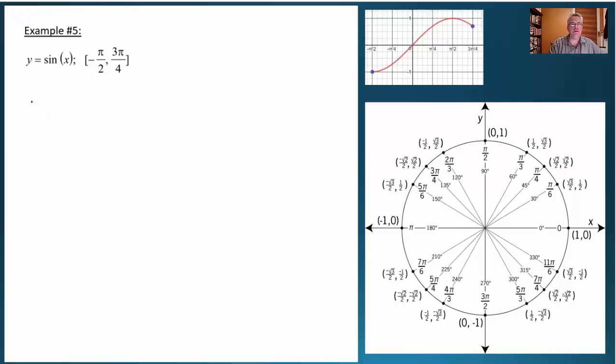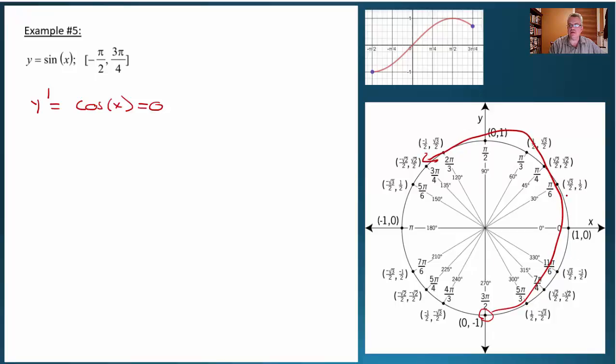Okay, start with the derivative to find the critical points. So the derivative of sine is cosine of x. I'm going to set that equal to 0. So we got to find out where cosine is 0 on this interval. Well, -π/2 is actually right here. That's the same as 3π/2. That's -π/2, and we're going to go around to 3π/4, which is all the way over here.